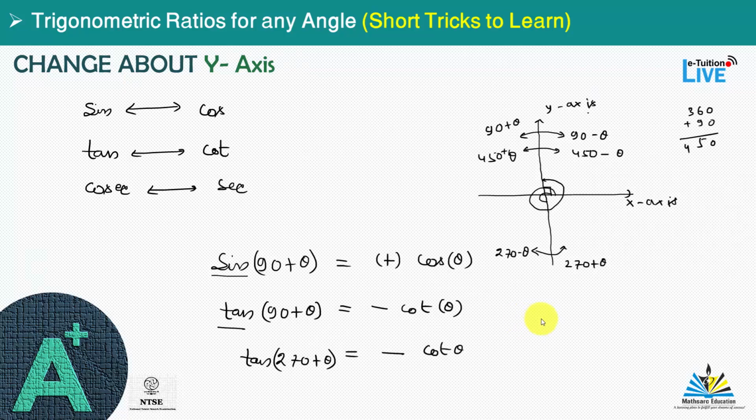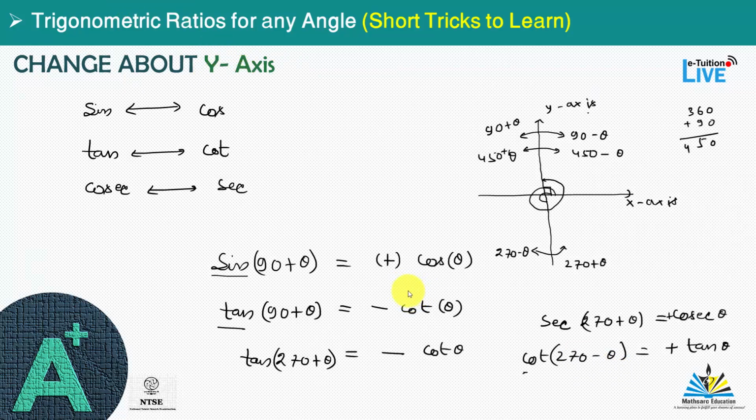Let's have another example, sec of 270 plus theta. Then sec will change into cosec theta, and 270 plus theta is in the fourth quadrant, and in the fourth quadrant cos and sec are positive, so we need to apply a positive sign here. Let's say cot of 270 minus theta, then cot will change into tan, hence we will have tan theta, and 270 minus theta lies in the third quadrant, and in the third quadrant cot is positive, so we need to apply a positive sign here. Hope you understand the cases and the changes about the y-axis.